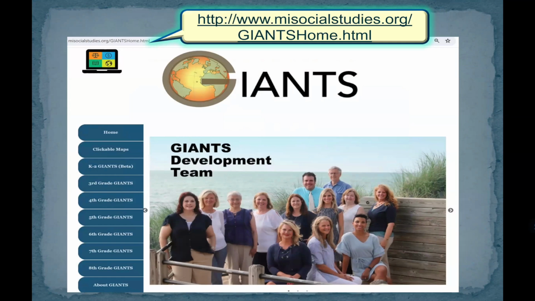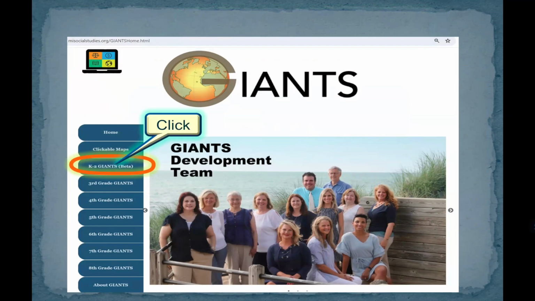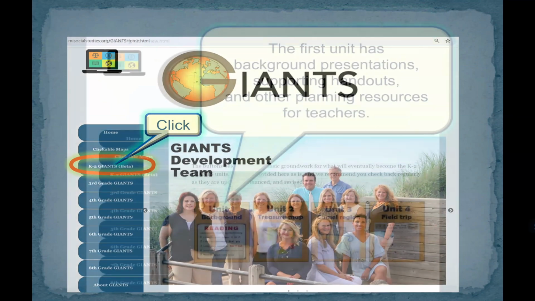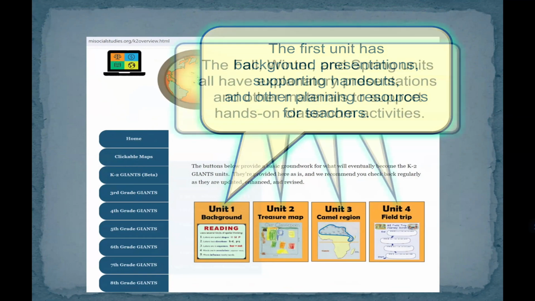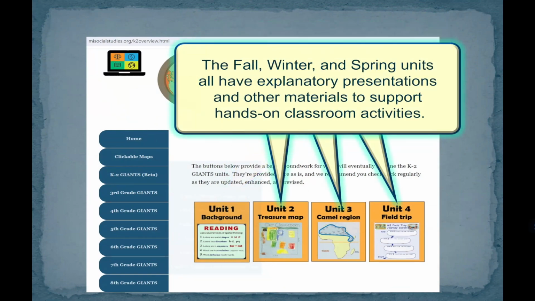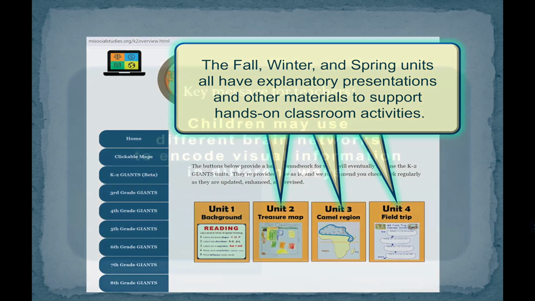The Giants website, if you go out onto that website, click on K2 Giants, the first unit has the background presentation that you just saw, plus a couple more presentations. It's got a handful of supporting handouts and other planning resources for teachers. And then there is a suggested fall, winter, and spring unit that can be adapted for your particular community. And it comes complete with explanatory presentations and all the PowerPoints and handouts and things like that that you need.